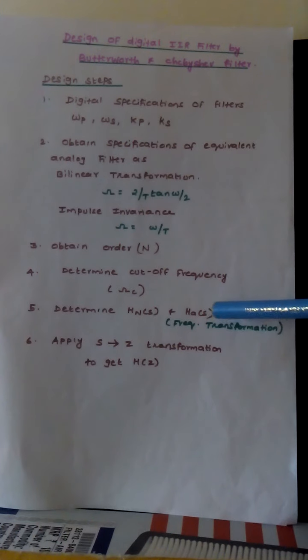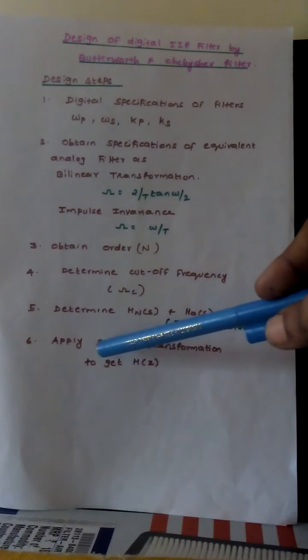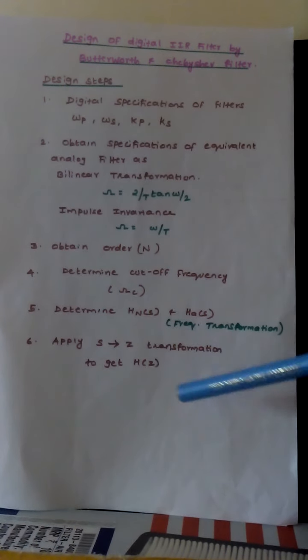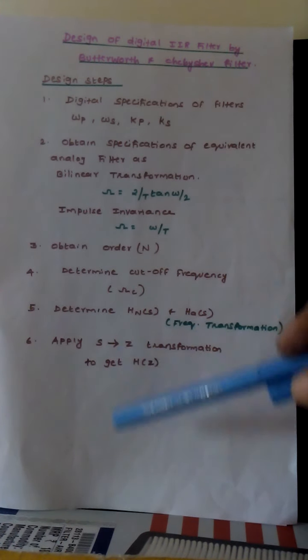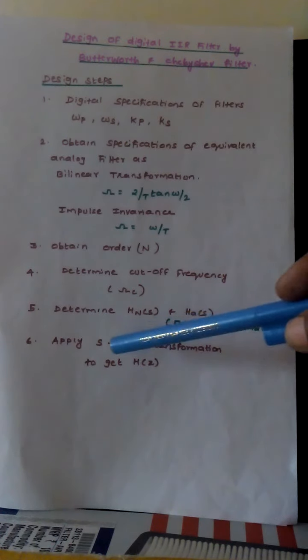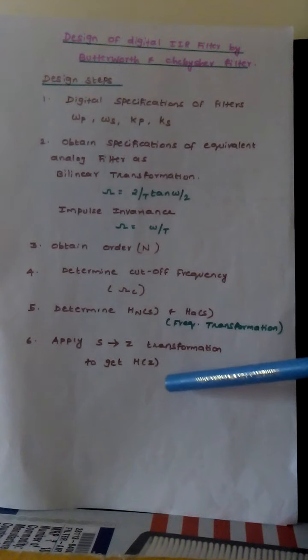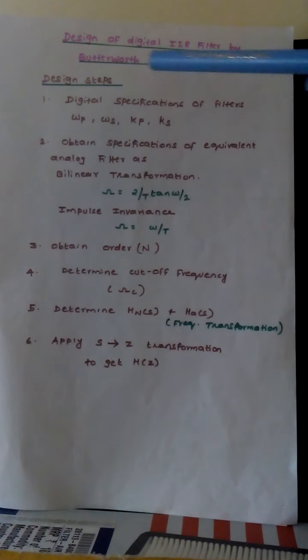After finding this H A of s, again you have to convert it into a digital IIR filter. The S domain will be converted into the Z domain, then we get H of z. In the last class we have seen how to do this by bilinear and impulse invariant methods. We use any one of the formulas to convert from the S domain to the Z domain to get H of z. So these are the steps to design the digital IIR filter by Butterworth and Chebyshev filter.